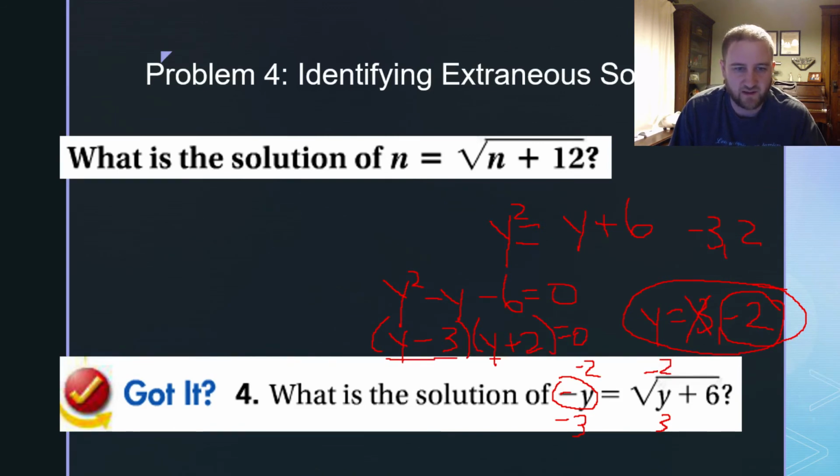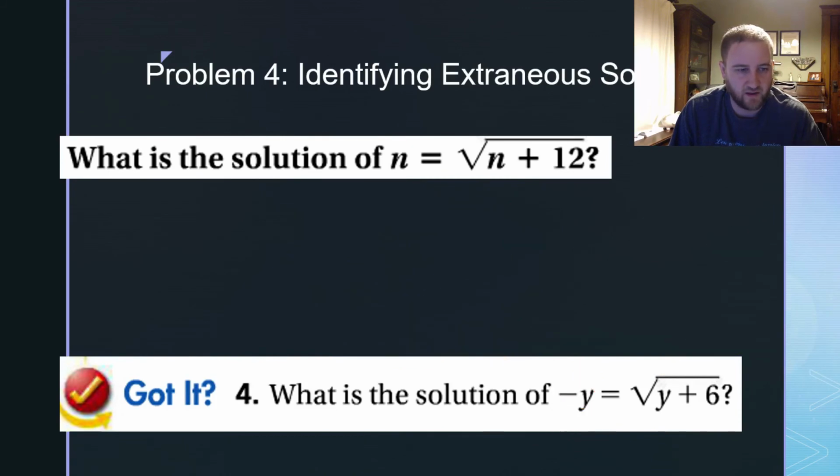Let me erase this stuff just to kind of get a little bit of clarity again. So when we plug in negative 2 for y, you already have this negative sign, so two negatives make a positive. So positive 2 equals square root of 4, right? Because negative 2 plus 6 is 4. Square root of 4 is 2, so you get 2 equals 2.